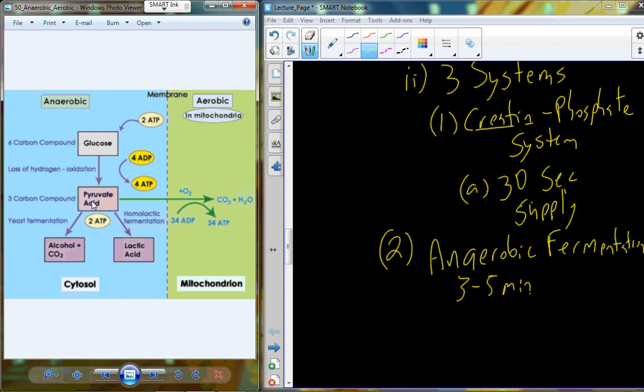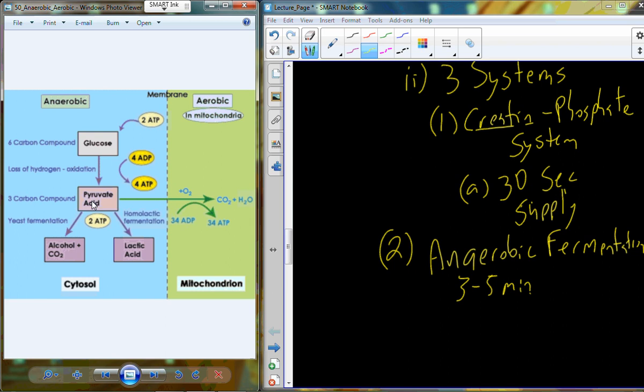Anaerobic just simply means without oxygen. When organisms are exposed to low oxygen environments, whether it be at the onset of exercise or maybe you just live in an environment where it's low oxygen, you preferentially convert pyruvic acid into this molecule called lactic acid.